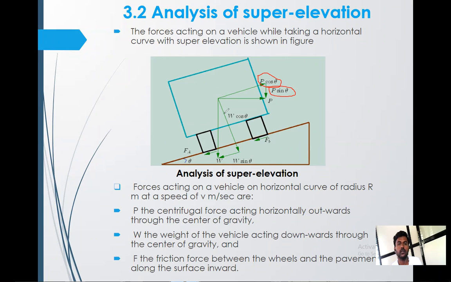These components of the centrifugal force are due to the tilting position of the vehicle. The weight W always acts downward, but since the vehicle is tilted, W also gives two components. The Y direction component is W cos theta and the X direction component is W sin theta.